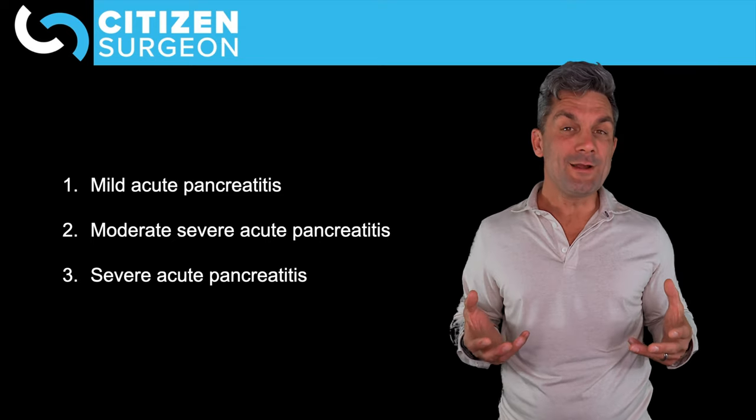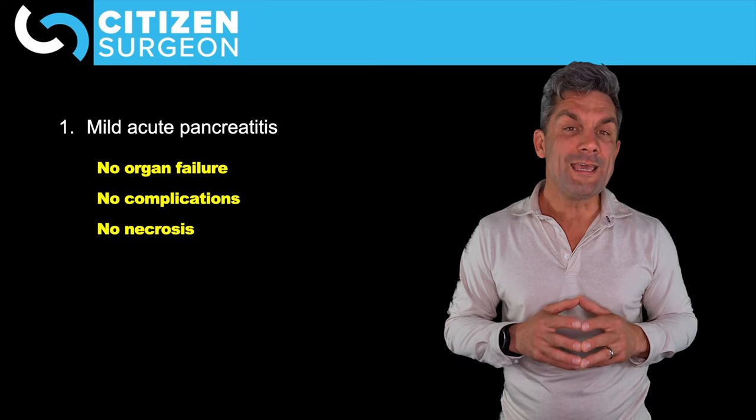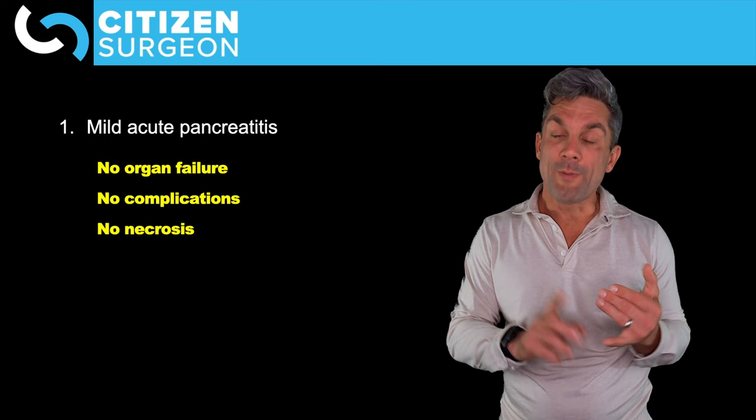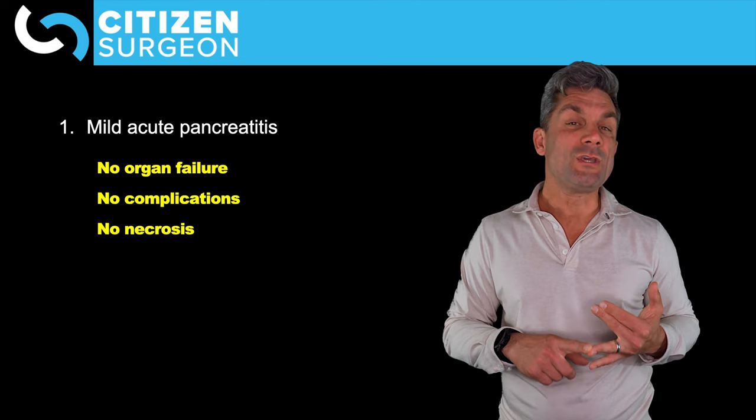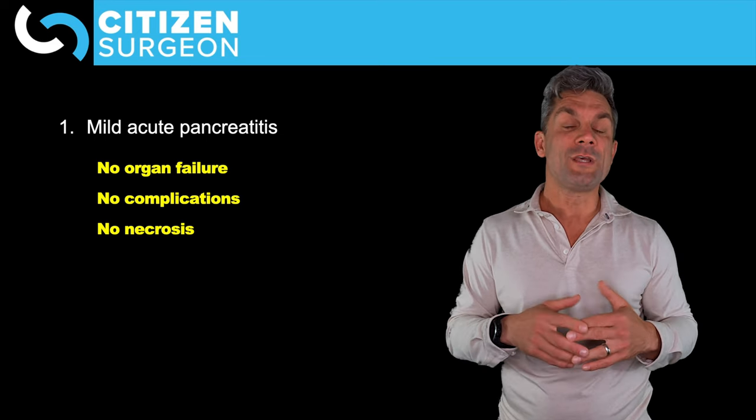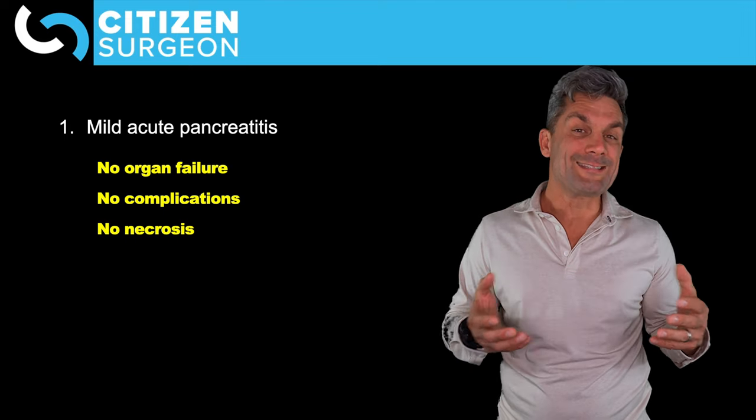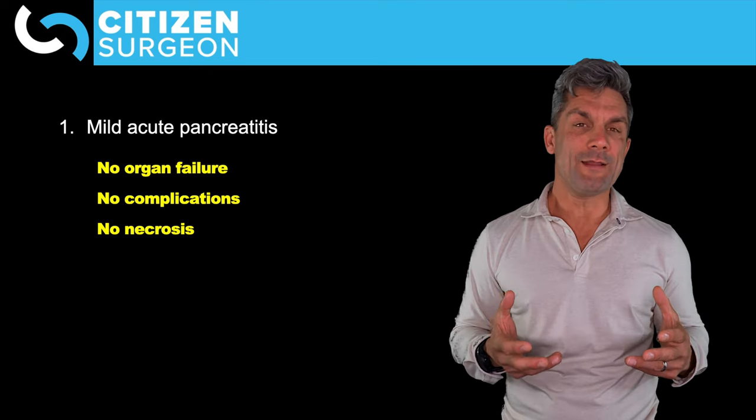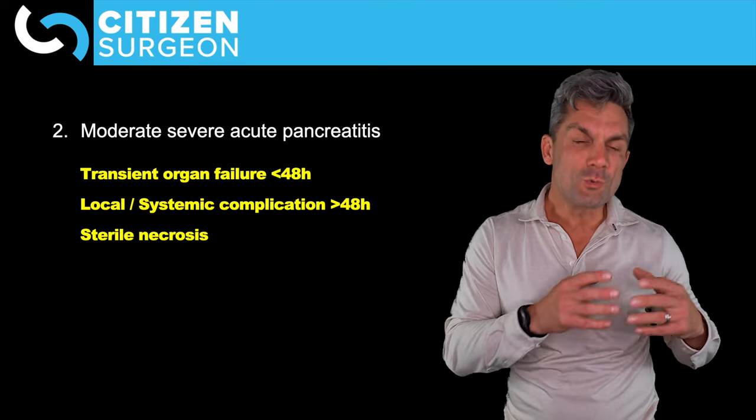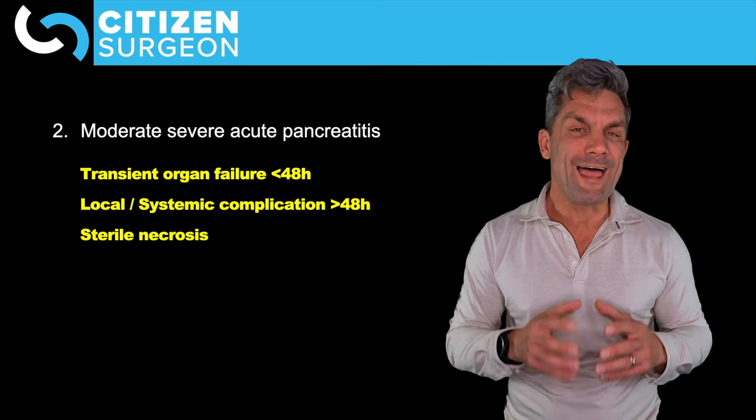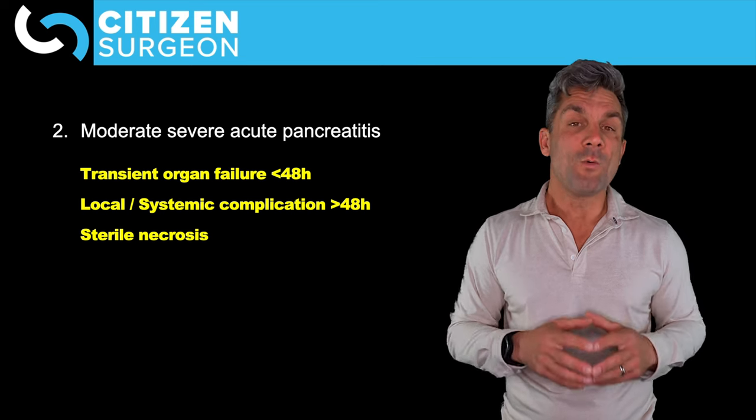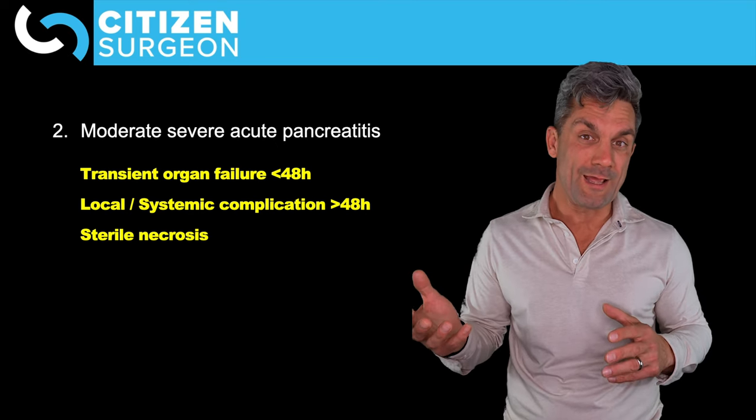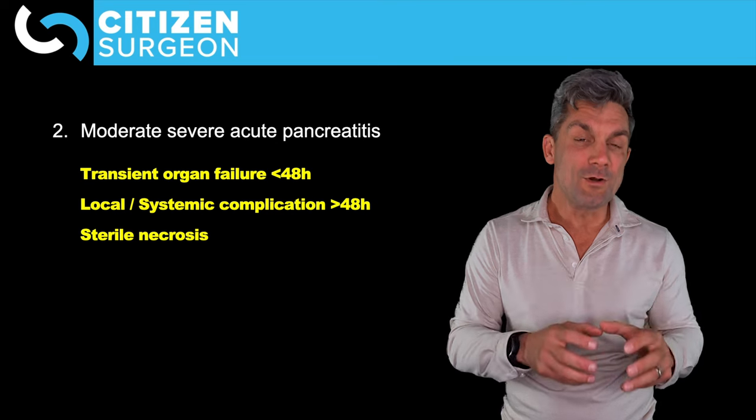Now, how severe is it? Well, it's mild if we see no organ failure and no local complications. So no peripancreatic fluid collection, no acute necrotic collection, and of course, a modified Marshall score of less than two. All right, so that is mild acute pancreatitis. Now, what is moderate? Well, moderate is if we get transient organ failure that lasts for less than 48 hours, we have systemic or local complications that persist longer than 48 hours, or we have sterile necrosis.